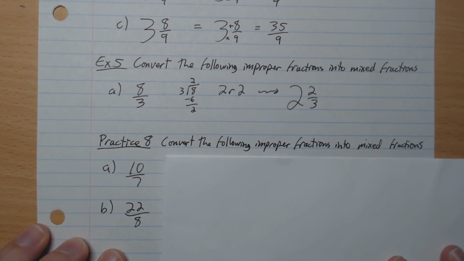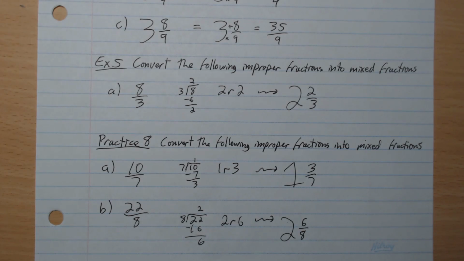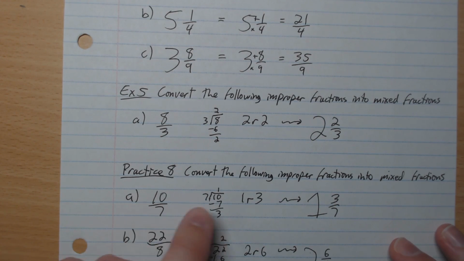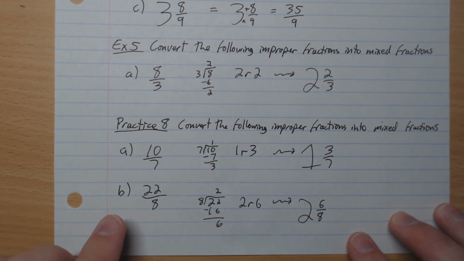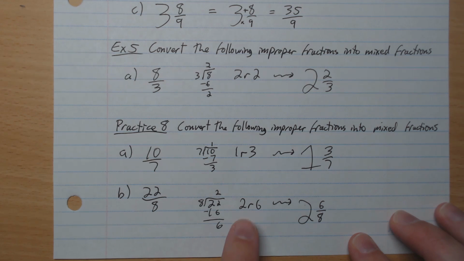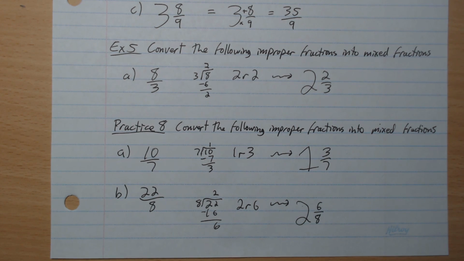Practice 8. Convert the following improper fractions into mixed fractions. So we got 2 right here. Go ahead and pause the video and answer that. Okay, we're back. So 10 over 7, so division, 1 remainder 3, so it's 1 and 3 over 7, like that. B, 22 over 8, long division, 2 remainder 6, so it's 2 and 6/8, like that.